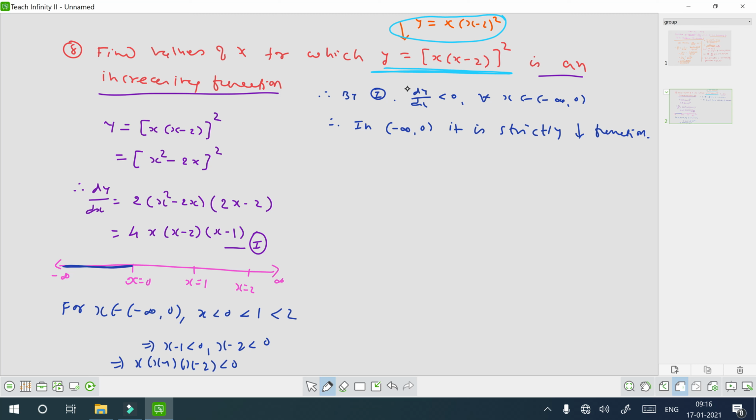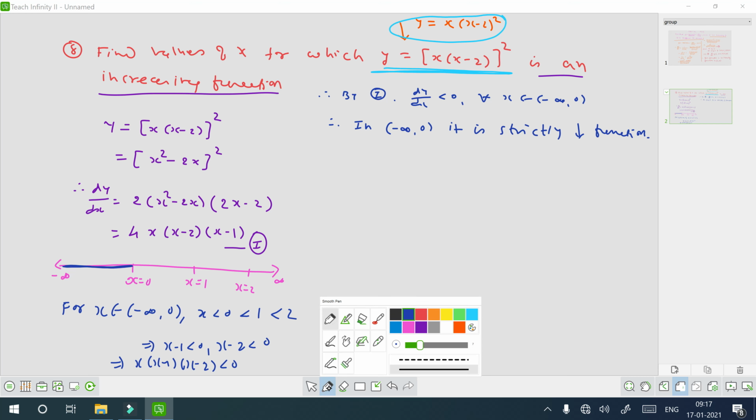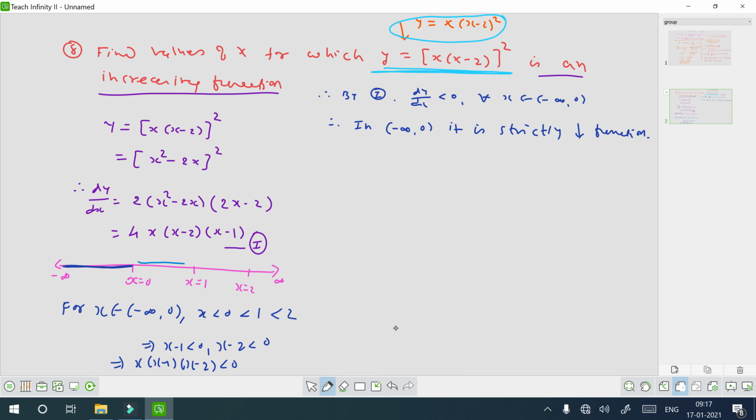Yes or no? As per our question, we don't want this part, but when we are solving in general question, we need to mention it. Now second part, where we have to consider. Let us consider from 0 to 1. For 0 less than or equal to x less than 1, this says that x is greater than or equal to 0, x minus 1 less than or equal to 0, x minus 2 less than 0.